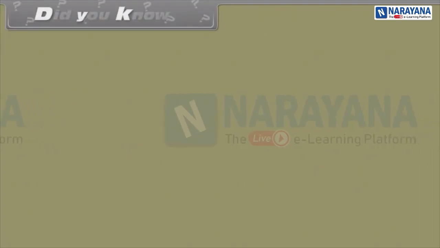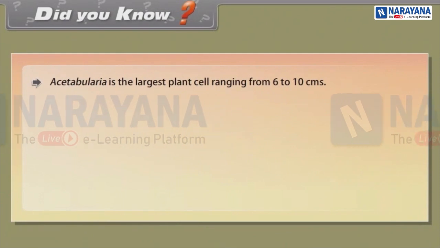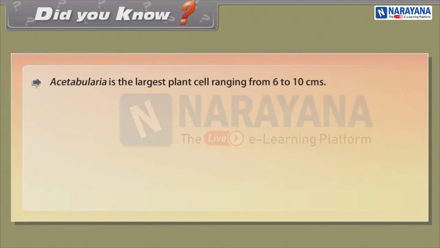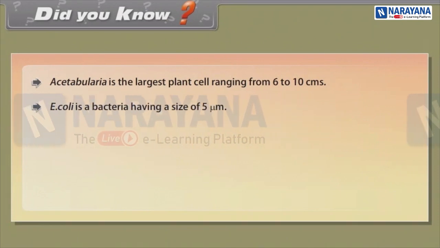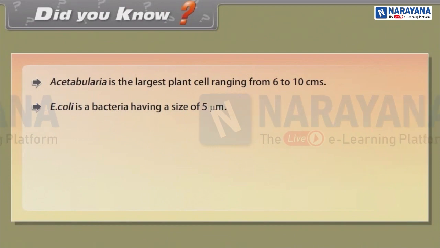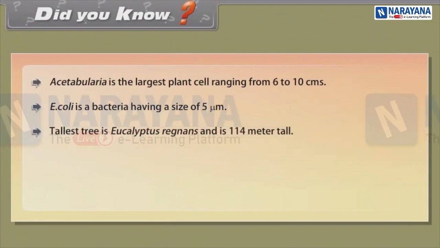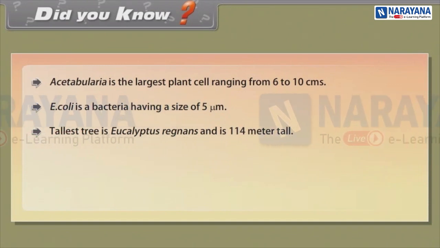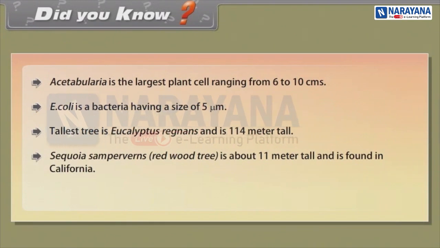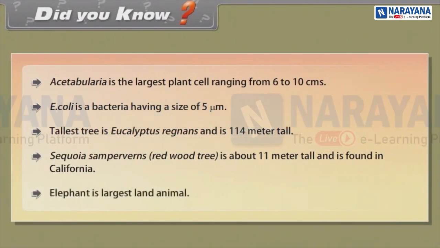Did you know? Acetabularia is the largest plant cell, ranging from 6 to 10 centimeters. E. coli is a bacterium having a size of 5 μm. The tallest tree is Eucalyptus regnans, which is 114 meters tall. Sequoia sempervirens, the redwood tree, is about 11 meters tall and is found in California. The elephant is the largest land animal.